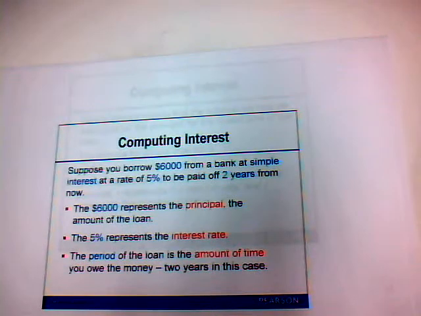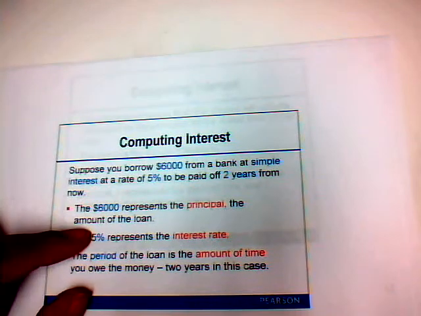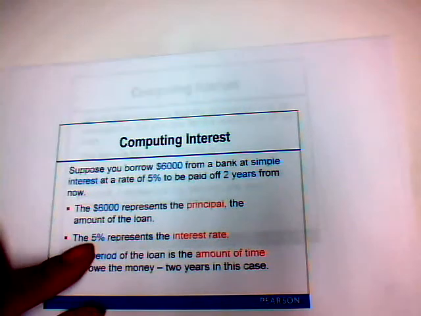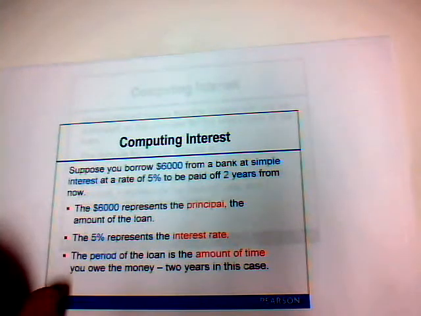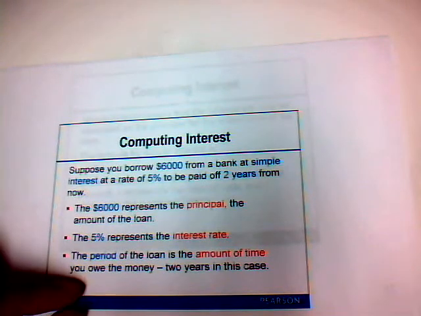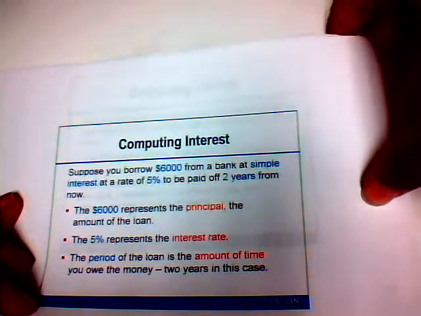Now let's talk about computing interest. Suppose you borrow $6,000 from a bank at simple interest at a rate of 5% to be paid off 2 years from now. Now the $6,000 represents the principal or the amount of the loan. The 5% represents the interest rate. The period of the loan is the amount of time you owe the money. In this case, it is 2 years.